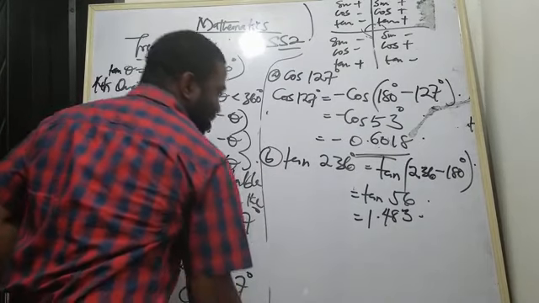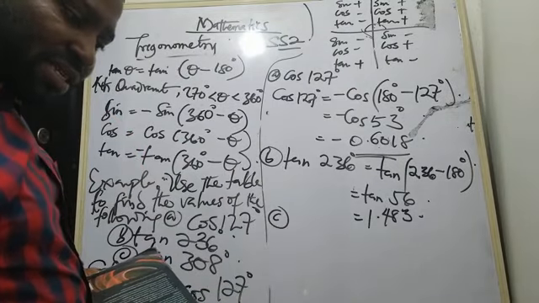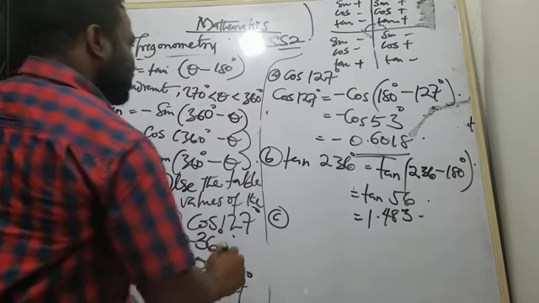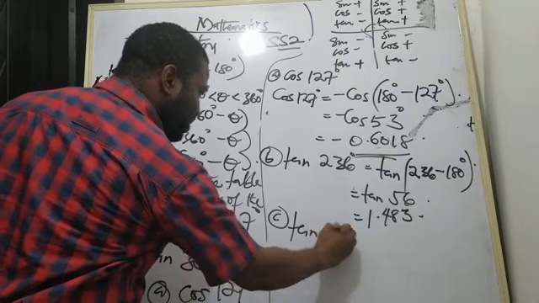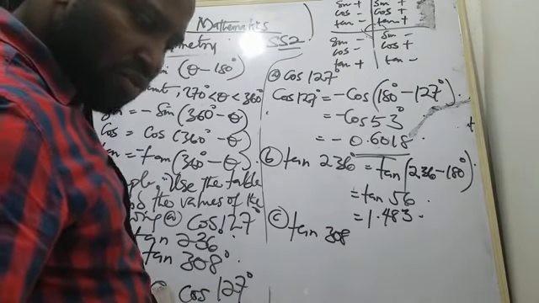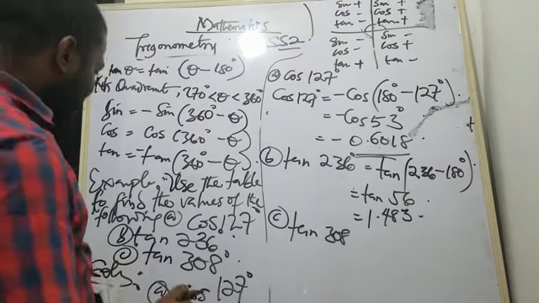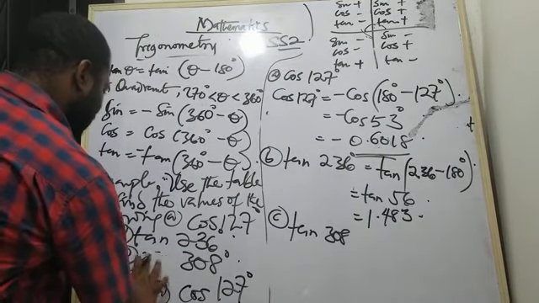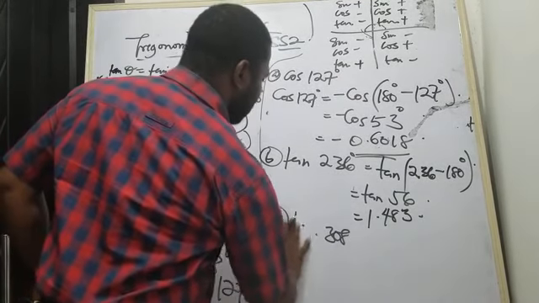Alright? Now go to number C. Number C, you have sine 308. Sorry, sine 308. This is sine 308.